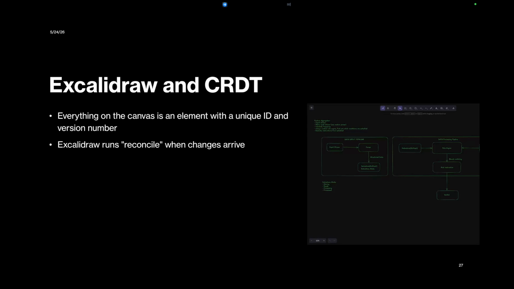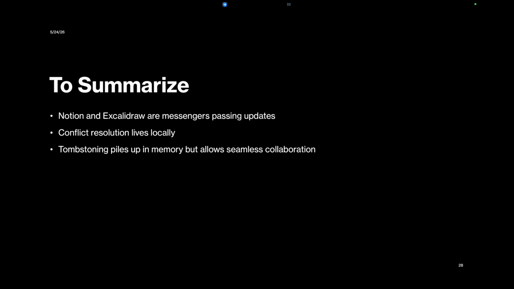Well, to summarize, what do Notion and Excalidraw have in common? In both apps, the server is just a dumb messenger passing encrypted updates. The actual conflict resolution, the math Pranthik and Noor showed us, lives entirely on the local device. As Ruhani mentioned, this does come with a trade-off. Those hidden tombstones pile up in memory, but the payoff is that neither of these apps ask us to wait. Neither interrupts us with a conflict dialogue. They just work quietly and invisibly. And that is the real beauty of CRDTs.